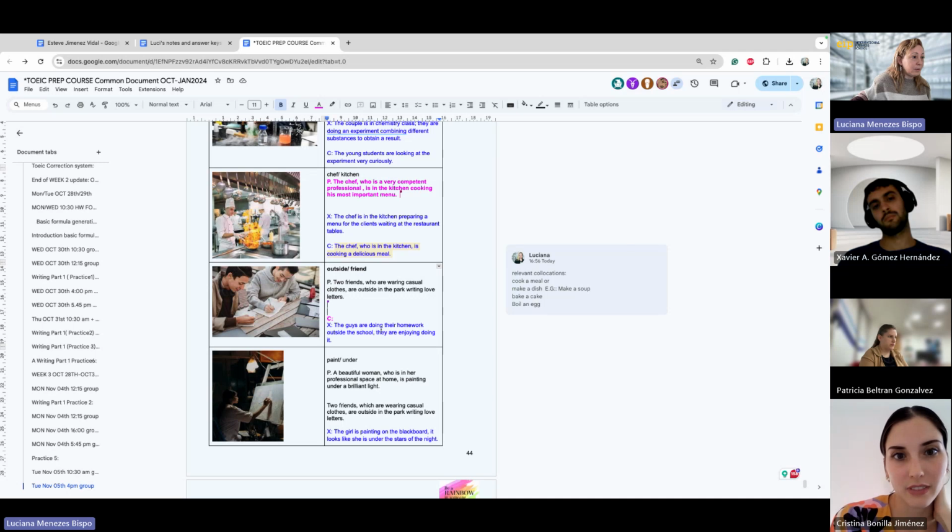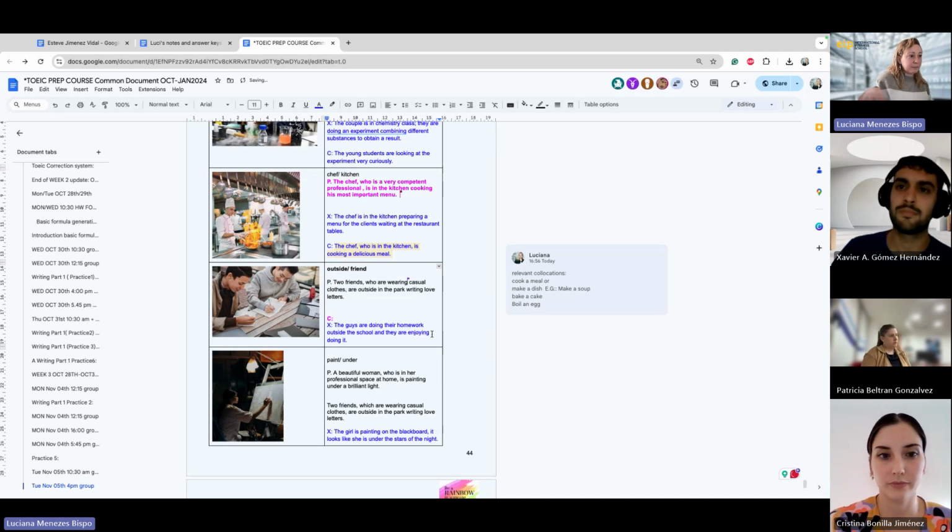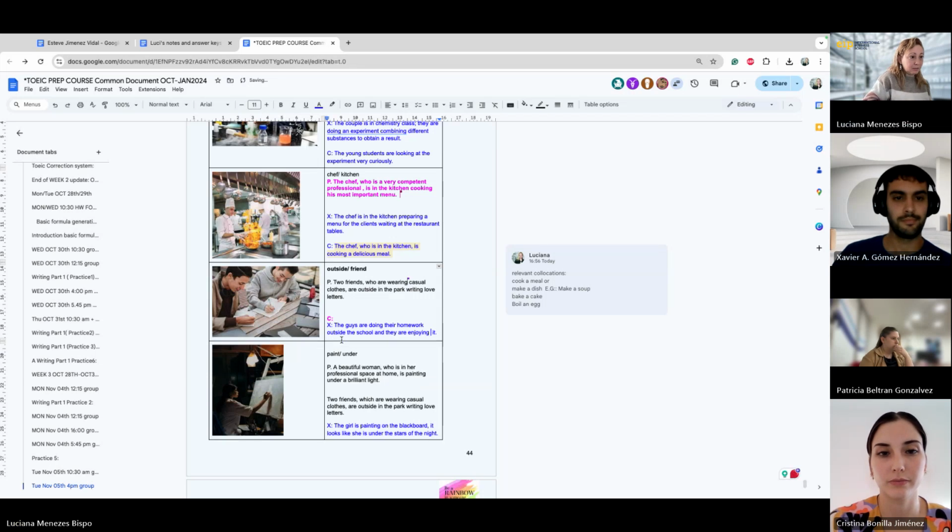The guys are doing their homework outside the school. I would use semicolon here. They are enjoying. I think this is better. And they are enjoying it.